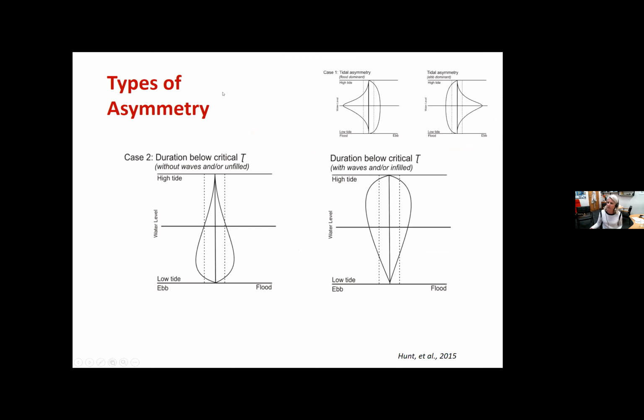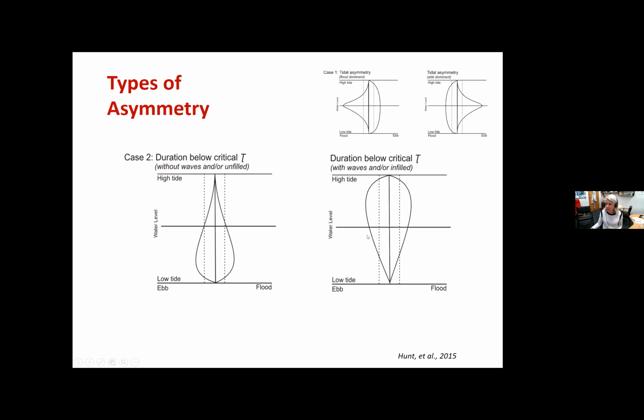And here he's then plotted a case where you don't have any dominance of ebb or flood tide, but the currents are stronger at low tide versus high tide. And then the left-hand side, that might happen where you've got a very tidally dominated case where the tidal currents are stronger in the channels at low tide.